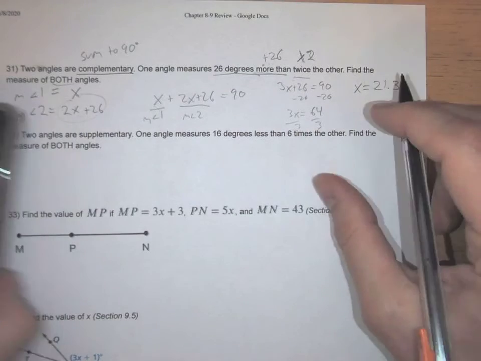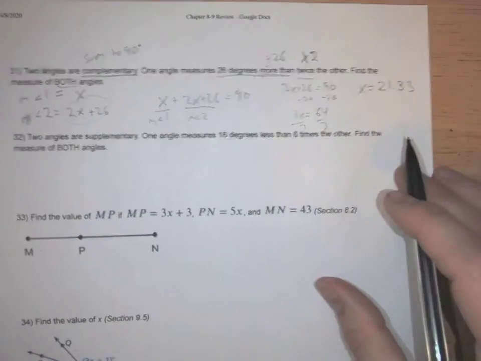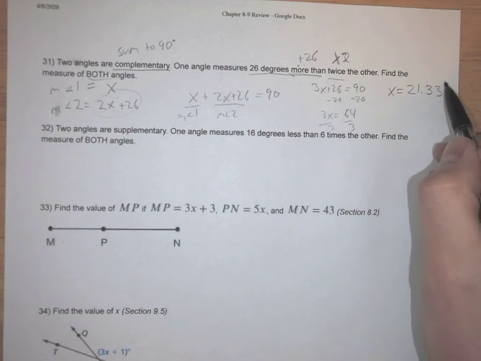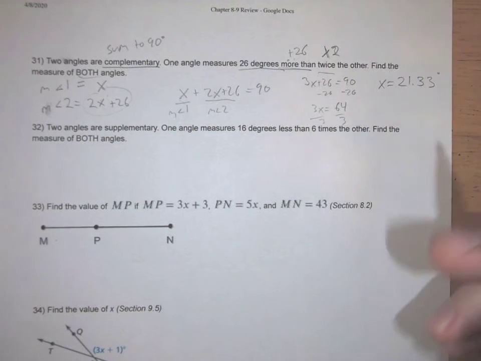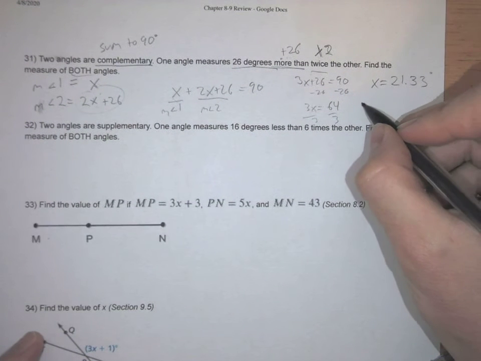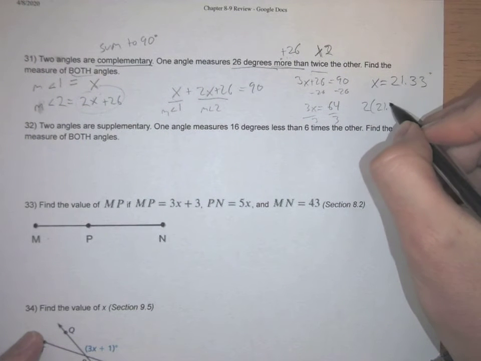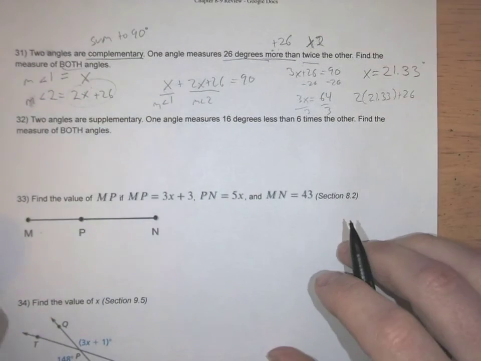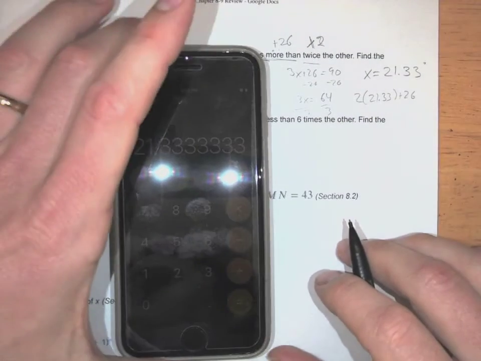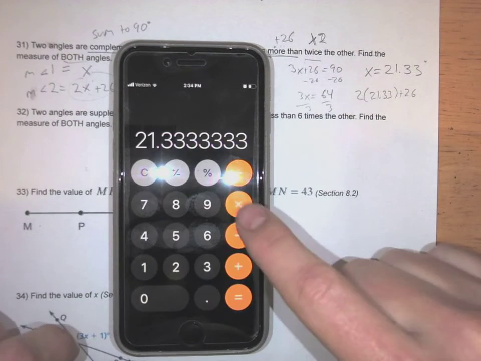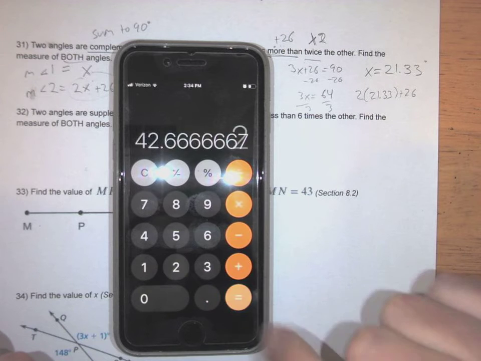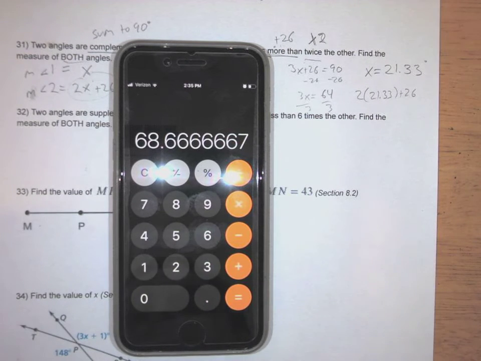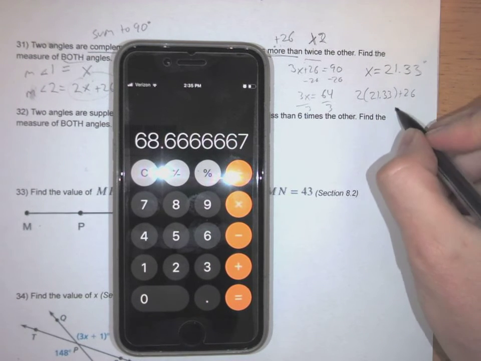Okay, so to get the first angle, actually, this is one of the angles, right? Because x was the measure of one of the angles. So when we find x, that's part of our answer. It's not our full answer. The other angle that we want is going to be 2 times 21.33 plus 26. That's going to give us our second angle. So let's take this guy here, multiply by 2, and then add 26. So that's 68.67-ish.